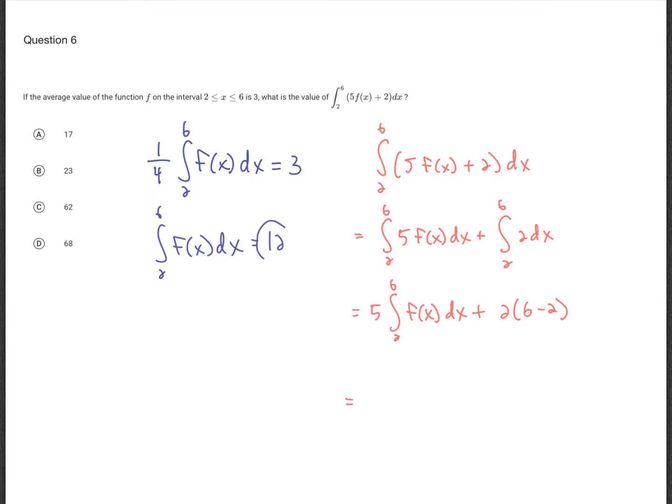And then now this 12 is this integral that we can use to substitute for this whole integral here. Okay, so this will just be 5 times 12 plus, and then this is just 2 times 4, which is 8. And then that's 60 plus 8, so that's 68.